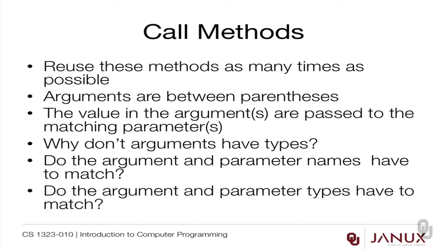Now, do the argument and parameter types have to match? Yes, they do. There's one exception to that rule, though, and that's if a type can be promoted. So, for example, if you pass in an integer argument to a double parameter, because an integer can be promoted to a double, that does work. But in this case, we have scanners, and nothing gets promoted to a scanner.